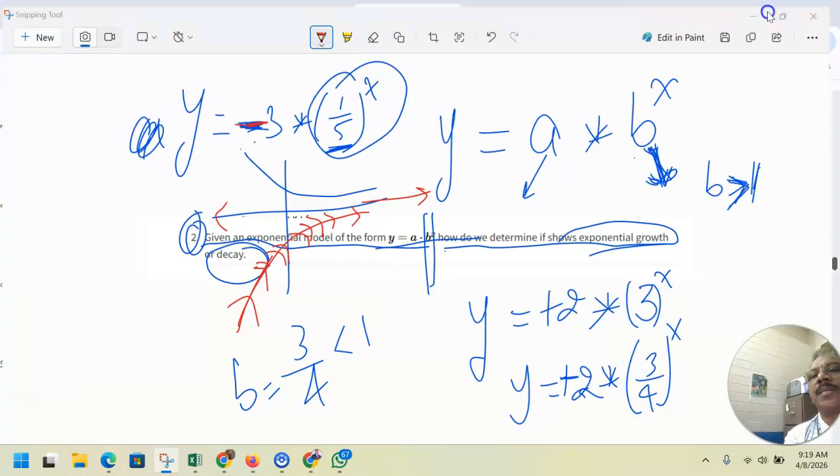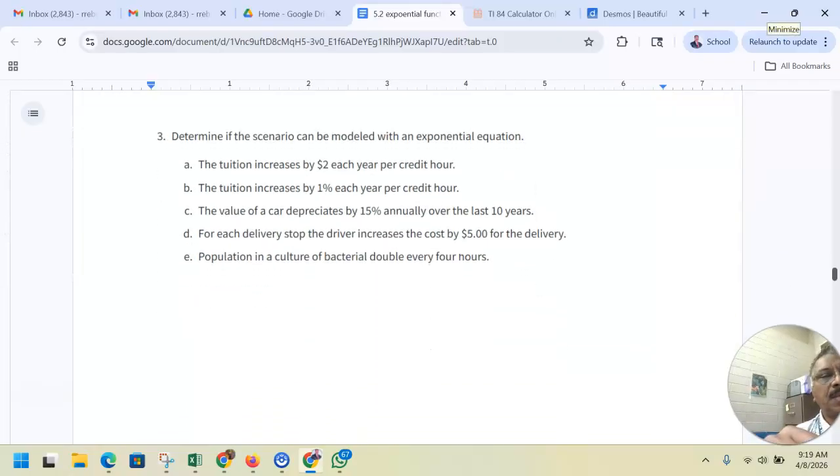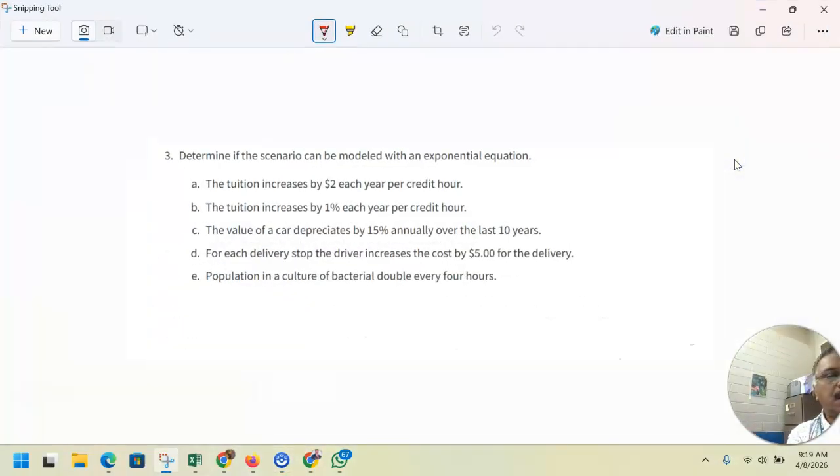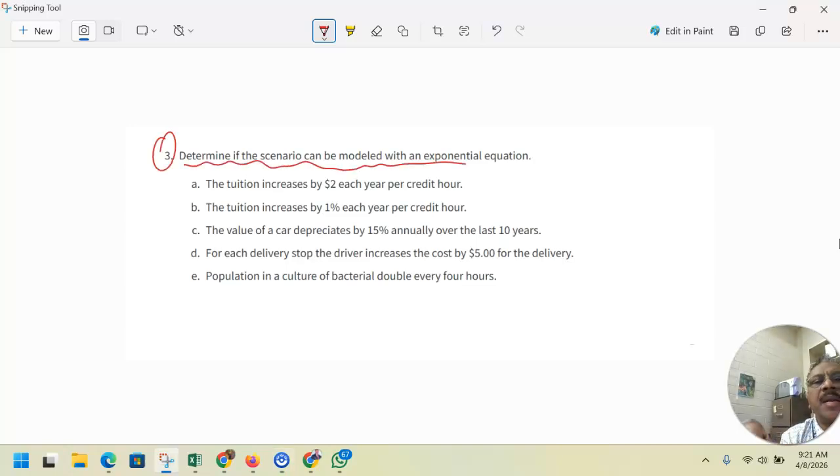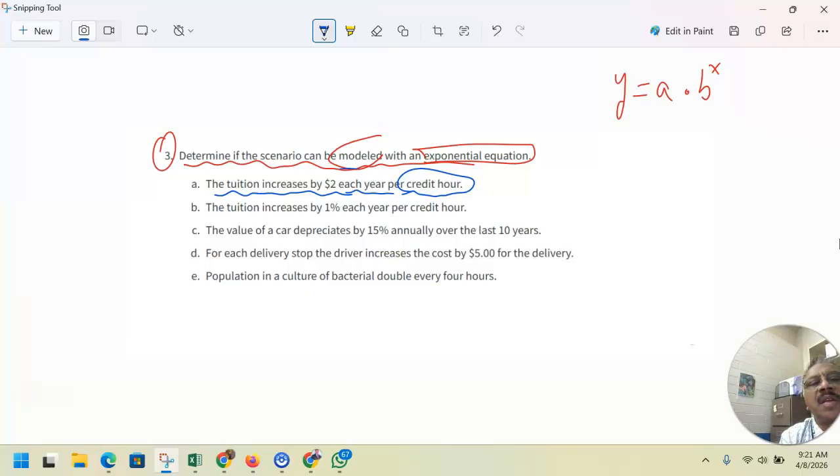Let's move to the next question. The next question, number 3, is: determine if each of the scenarios can be modeled with an exponential equation. So can we model this with this equation? Now, if you see the first one here, the tuition fee increases by $2 each year per credit. Now this means the same amount of money is added each year. This is not exponential.